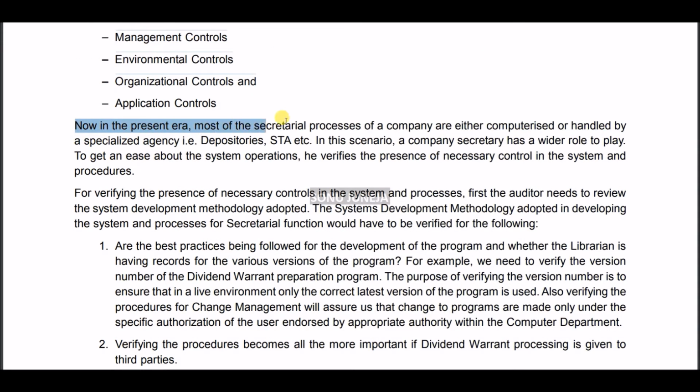Now, in the present era, most of the secretarial processes of a company are either computerized or handled by a special agency, that is depositories, stock transfer agent. In this scenario, the company secretary has a wider role to play. To get ease about the system operation, he verifies the presence of necessary control systems and procedures.